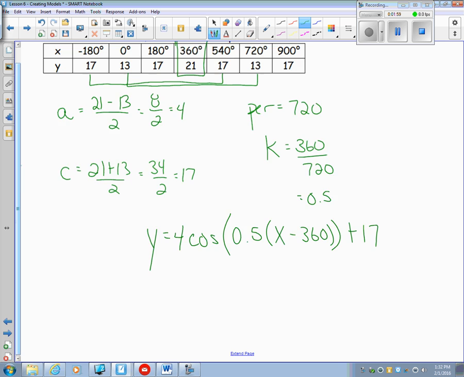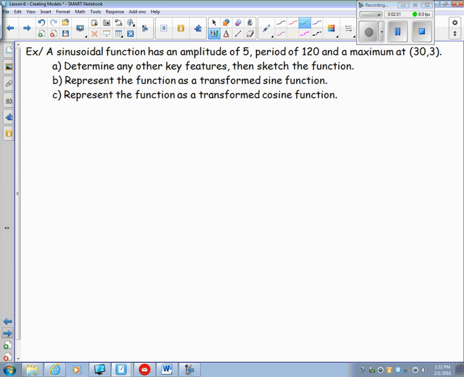Okay. Take a look at another one. See what you can do with this one. A sinusoidal function has an amplitude of 5, a period of 120, and a maximum at (30, 3). They want us to determine any other key features. So what would be an important thing we know? We've got our A, our period, and a maximum. Maybe we could find the central axis.